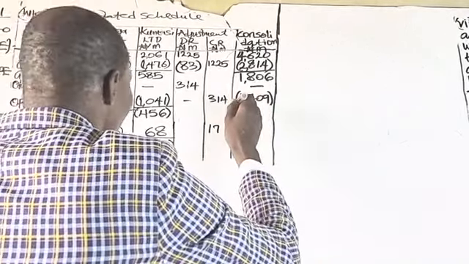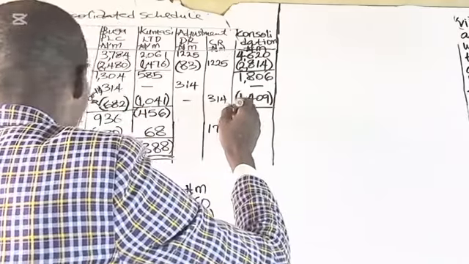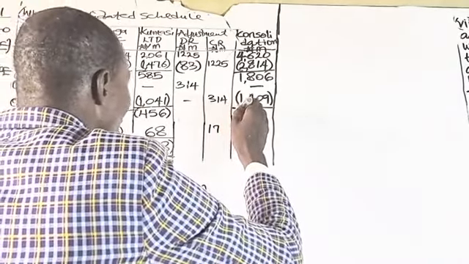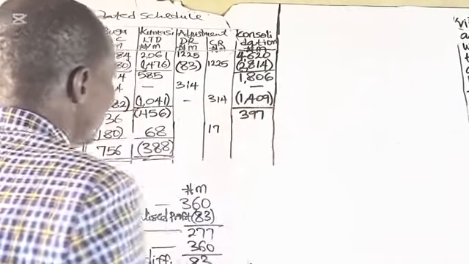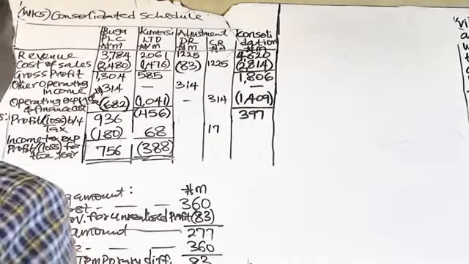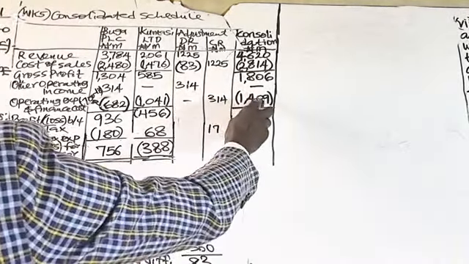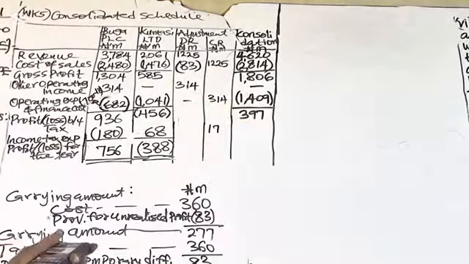The 397 is the profit or loss before tax. But we have a loss this time around. Okay, it's a profit of 397, since the gross profit is greater than the expenses. So that is a profit.